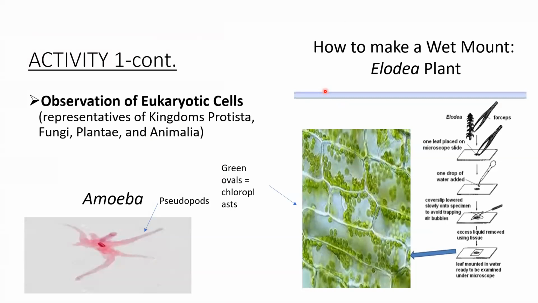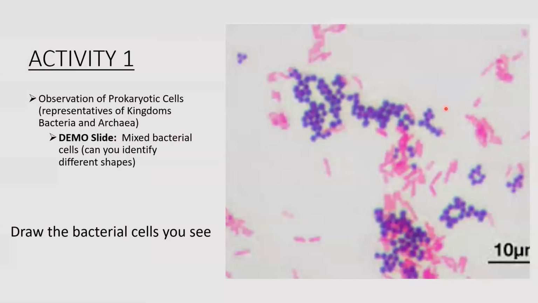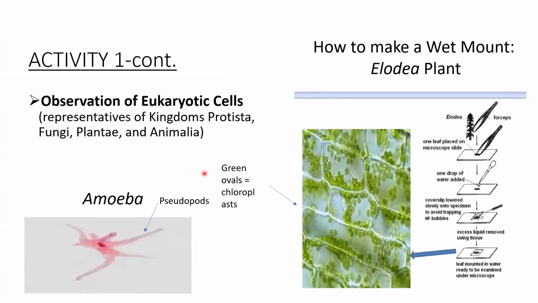So those two slides were prepared, the prokaryotic cell and the amoeba microscopic slides are already prepared for you. You just have to simply see them under the microscope. But you would prepare your slide of this freshwater plant, and to do this, it is referred to as a wet mount.